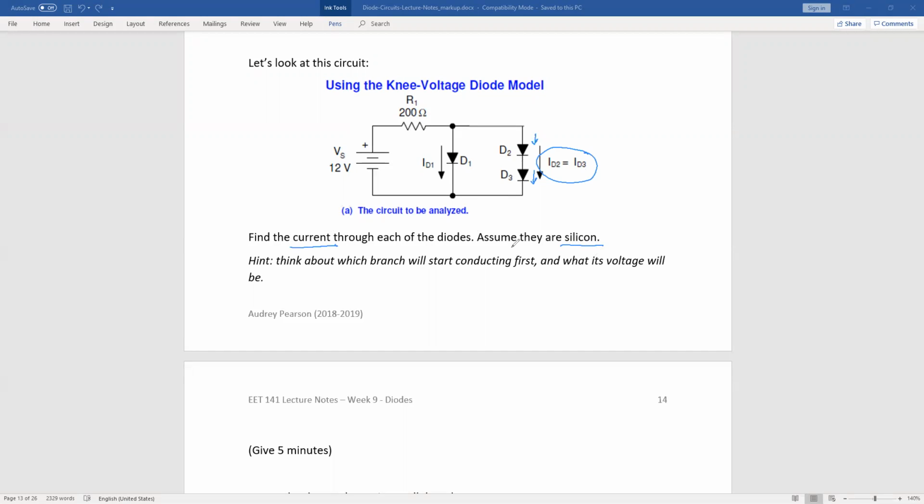each of these diodes. So I'm going to have you guys sit and think about that for a minute, and your hint is going to be think about which branch, so either this branch or this branch, which one is going to start conducting first and what its voltage will be. And then I also want you to remember that things that are in parallel have to share the same voltage. So I'm going to give you guys a couple minutes and try to think through and see if you have a guess as to what the currents are going to be in this case.